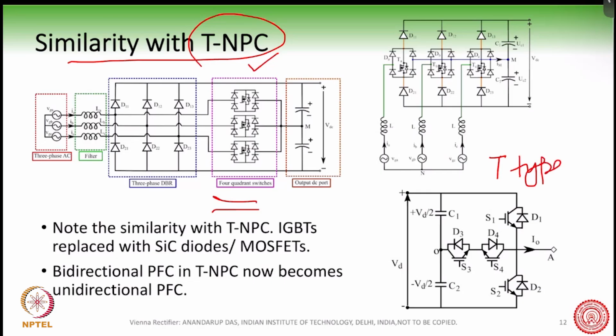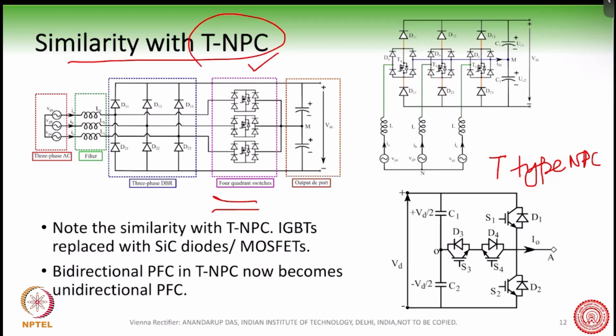Remember, initially NPC was derived, and when NPC was derived, people had realized that this T-type NPC is also possible, but it did not get popular because 30 or 40 years back, the devices were not that powerful. Only IGBTs were available; silicon carbide MOSFETs had not come in the market.